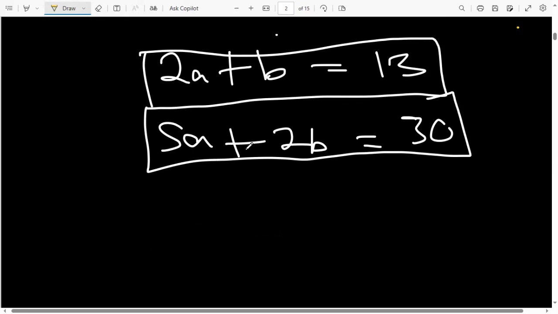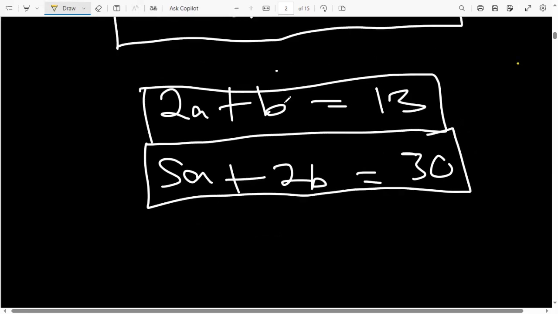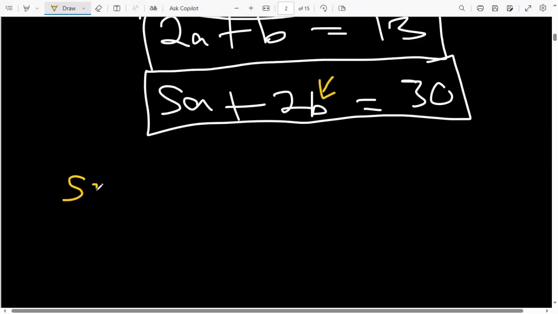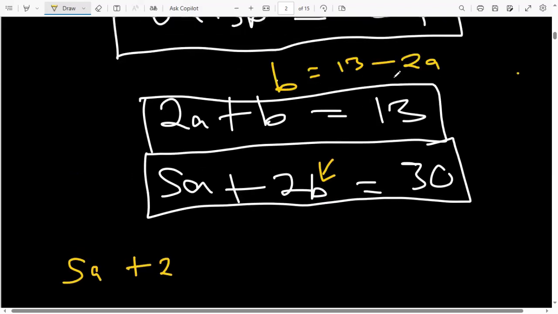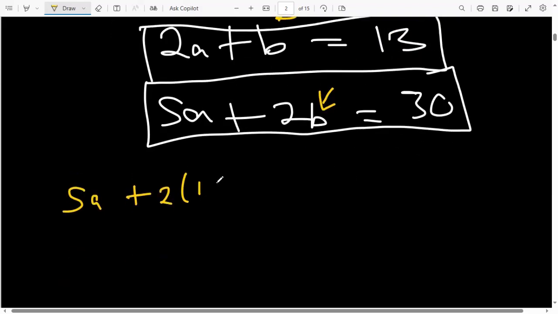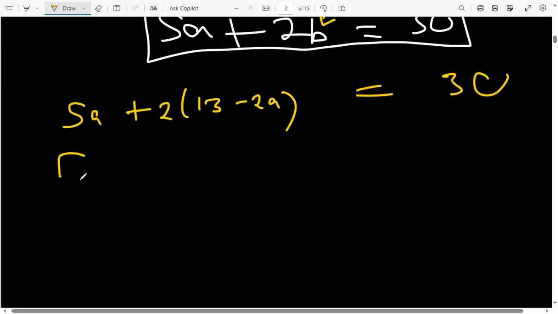Okay, let's use substitution because I think it's simpler. So if I make b the subject of the formula here, b is equal to 13 minus what? 2a. Then I'm going to take this value of b and put it here. So this will be 5a plus 2b. So what is our b? 13 minus 2a. So 13 minus 2a is equal to what? 30. So from here, we're going to have 5a plus, this will be 26 minus 4a is equal to what?